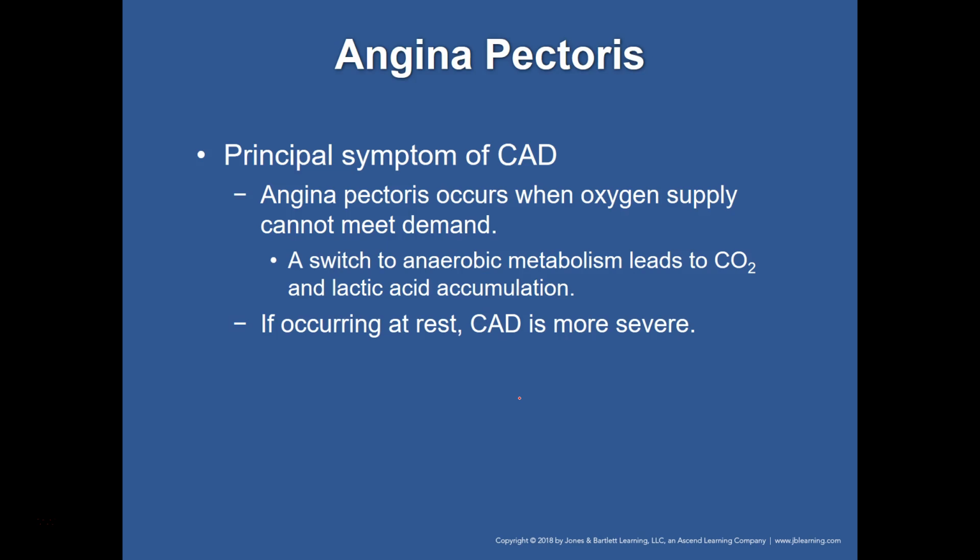So CAD angina is the pain that occurs when the oxygen supply to the myocardium is not enough to meet demand. So the cardiac muscle becomes ischemic, right? And once that happens, you have this low O2, switches to anaerobic metabolism, leads to a buildup of CO2 and lactic acid, much like we talked about before. So during exercise or other physiologic stress, the patient may not have enough blood flowing to the myocardium to satisfy the increased demand for oxygen.